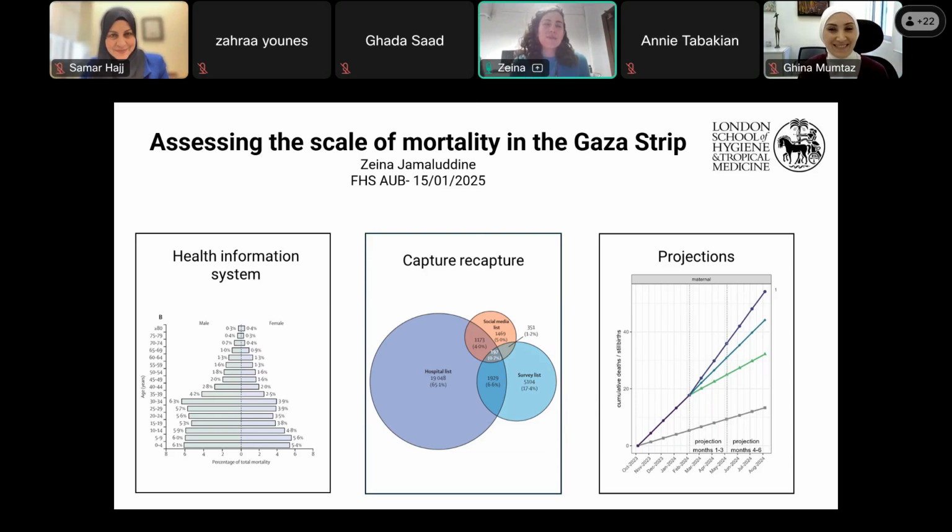So I'll be discussing a topic about assessing the scale of mortality in the Gaza Strip, and how the past more than a year at this point has been in terms of mortality estimation in Gaza, using different methods in conflict-affected settings. I'll go at the beginning from what happened after October 7th, and later on the recent recapture analysis and some projections, to try to understand what, in terms of mortality, we tried to really capture from all of the different analyses.